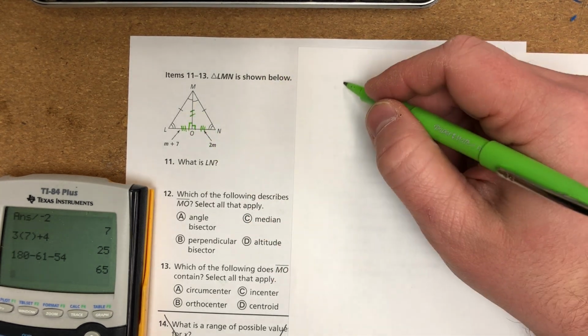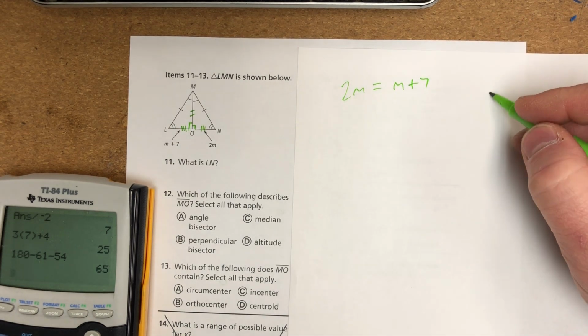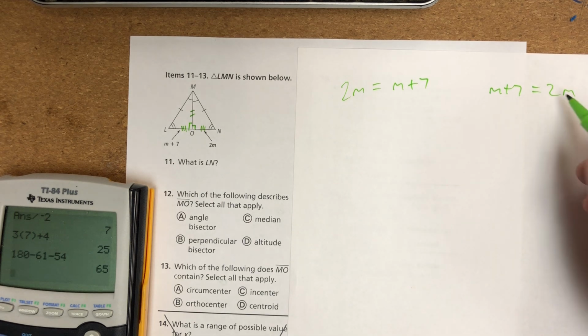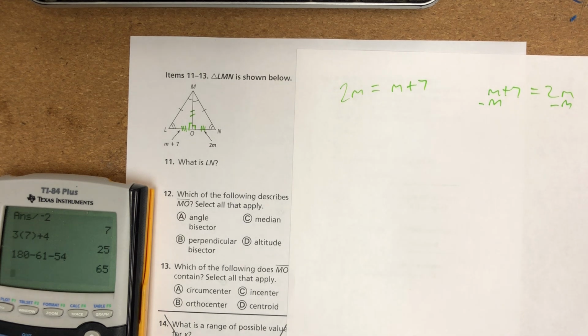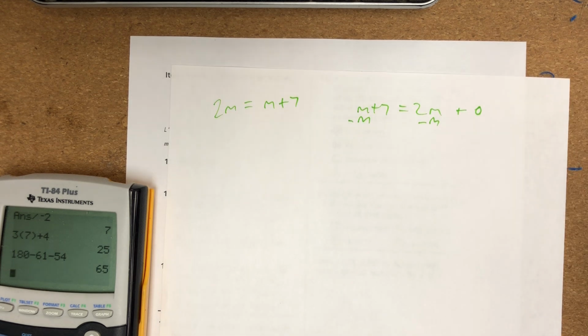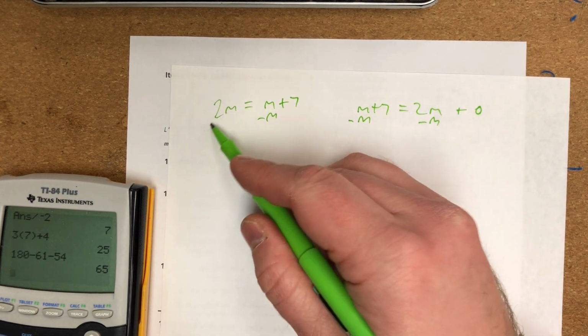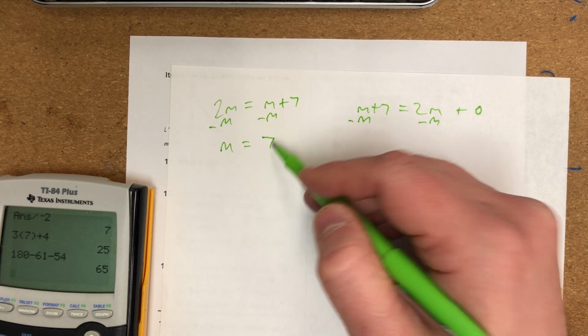Okay, so these are two identical triangles. That means 2m and m plus 7 are the same. I could write this like that. I could write m plus 7 is equal to 2m. It doesn't matter. They solve the same way. So if I was doing this one, I would actually move the m over to this side. Since there's no other number here, it's kind of weird. You could write 2m plus 0 if that helps you. Or you could write it this way and then just subtract the m from both sides and get 2m minus 1m is m, so m is equal to 7. Oh, we're done.